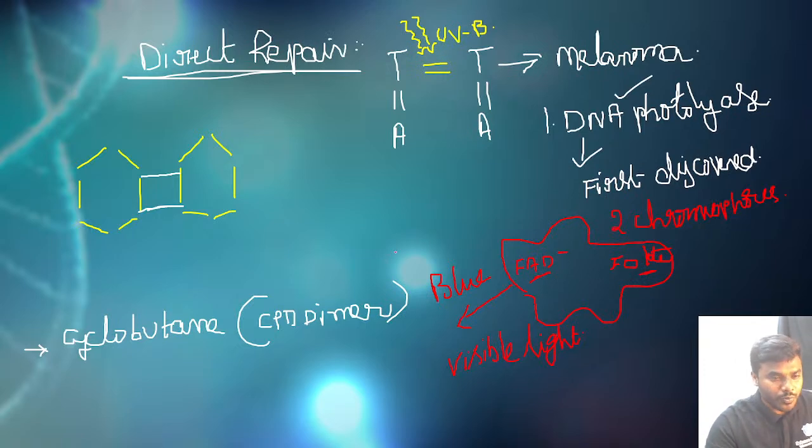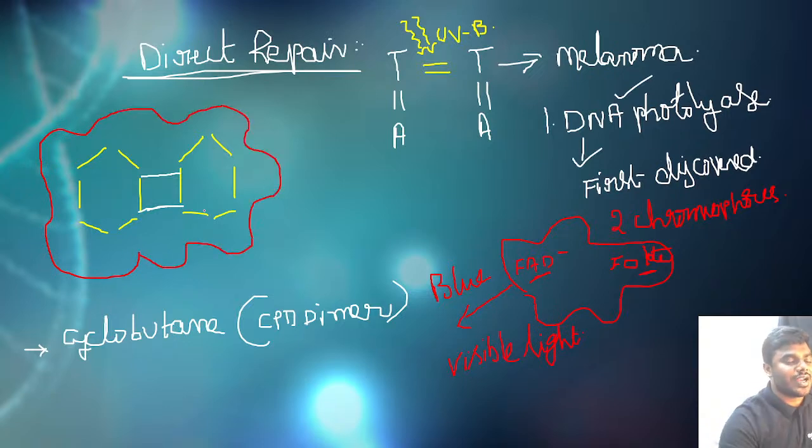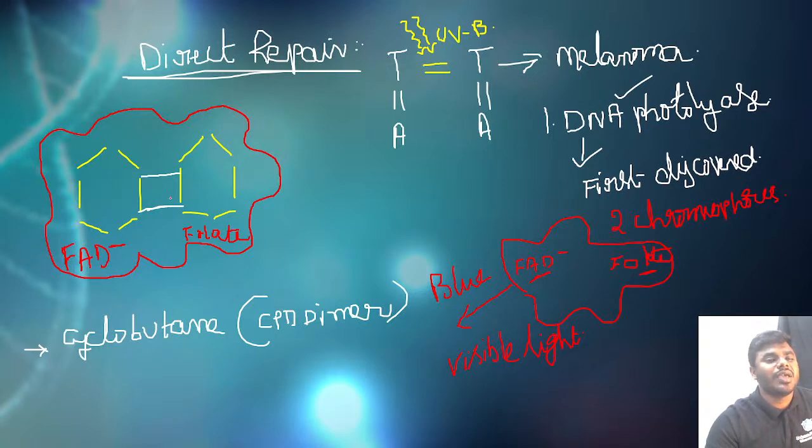Now I want all of you to kindly look into how exactly this particular pyrimidine dimer can be broken by using this photolyase enzyme. Friends, all of you listen. First, the photolyase enzyme will come and associate with that particular dimer. I have already told you very clearly what kind of chromophores it contains: one chromophore named FAD minus and one chromophore called folate. Now let me explain how this dimer can be broken down.